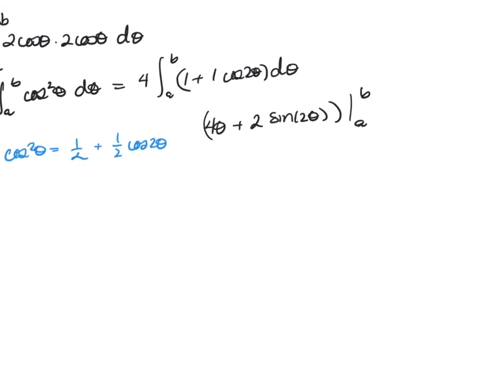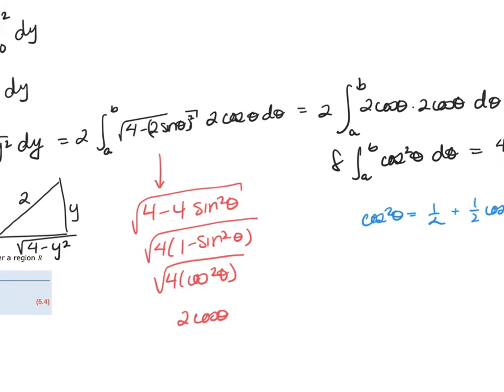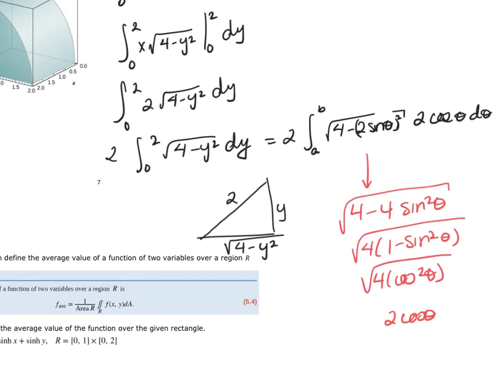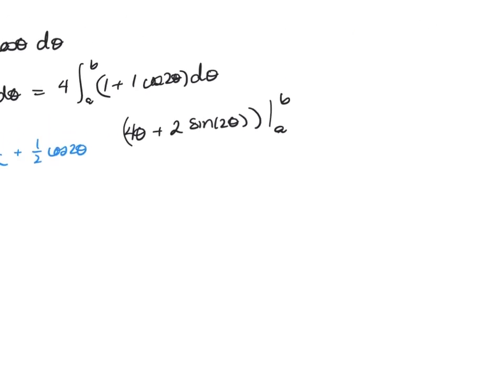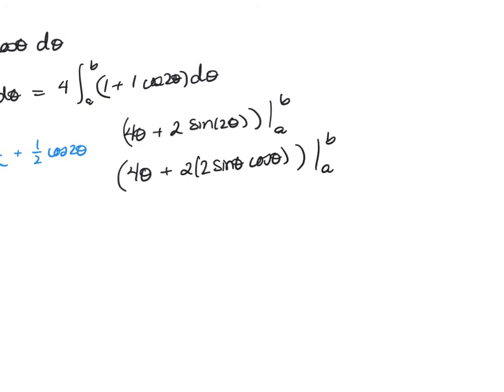But I don't want to do that from a to b. So, because I didn't do the trig sub, well, I might have to do the trig sub. No, we're going to worry about the angles in a minute. Okay. So I'm going to rewrite this as 4 theta plus 2 times the double angle for sine, sine 2 theta is 2 the sine of theta, the cosine of theta, evaluated from a to b. And you're like, why did I do that?